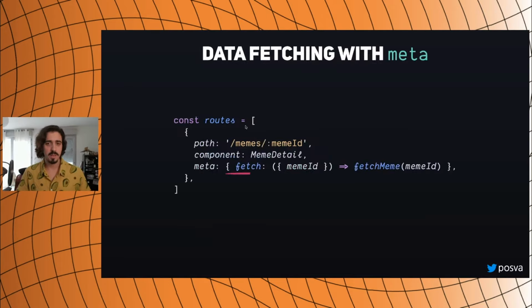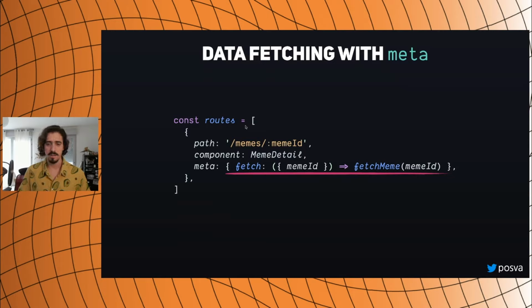We can improve these by using meta. Now, meta is not used enough, I would say, on the router. It's a very powerful feature. It allows you to associate anything to a route record or to a route. So for example, we can add a function to this route with the memes.